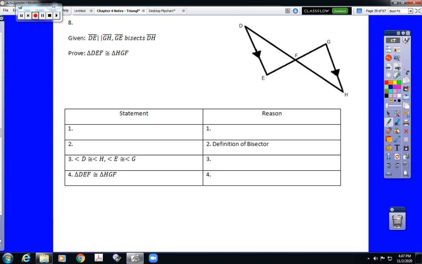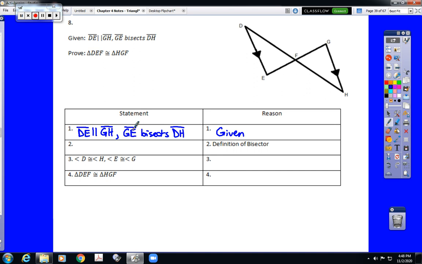All right. So we start every proof the same way with the givens. DE is parallel to GH, and GE bisects DH. Those are our givens. Now, neither one of those is a congruence statement straight up, so we're going to have to deal with those 2 givens separately. It appears that we've decided to deal with the bisector statement first, based on the reasoning of definition of bisector. So we have to ask ourselves, what does GE bisects DH mean?